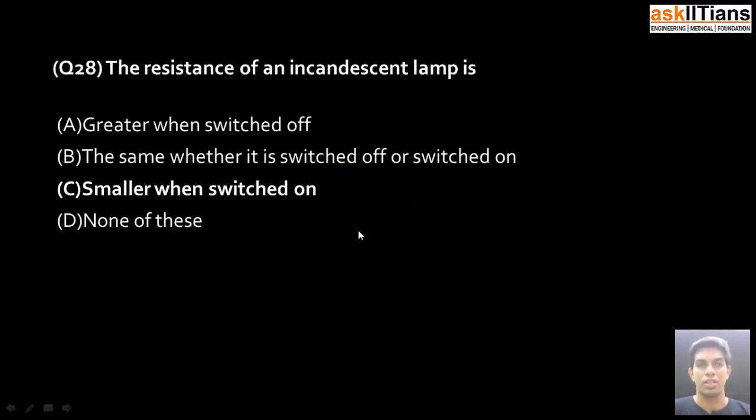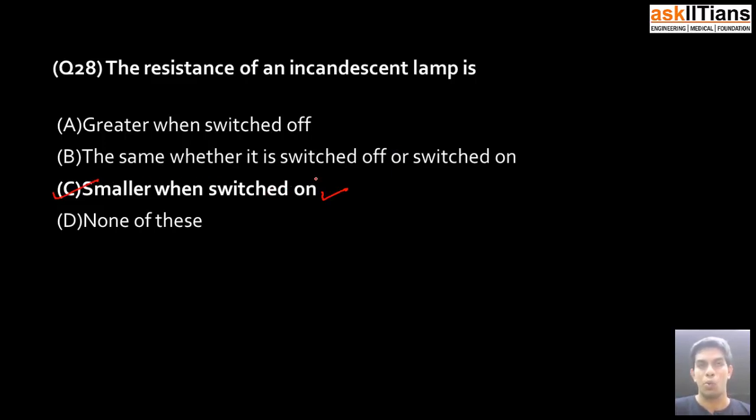Moving on to the next question. The resistance of an incandescent lamp is A, greater when switched off, B, the same whether it is switched off or switched on, C, smaller when switched on, D, none of these. Clearly, based on the working principle of an incandescent lamp, C is the correct statement. And it's smaller when switched on. So C is the correct answer.